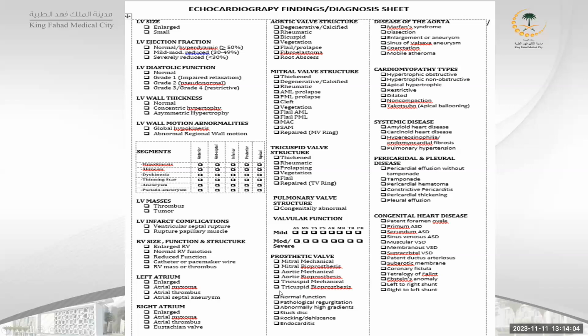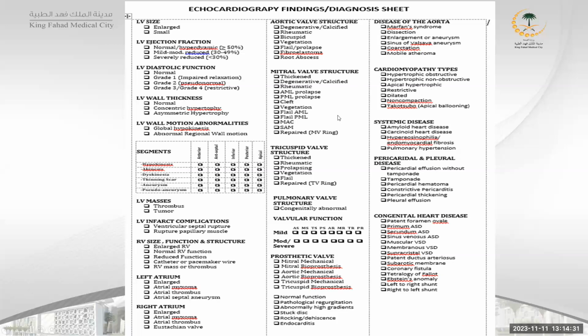And what about the function? Okay, or any complication of this valve? Normal function, or you have high gradient, you have a stuck valve, or rocking, dehiscence, or endocarditis. Then diseases of the proximal aorta and aortic root, like Marfan, dissection, coarctation, aneurysmal dilatation. If you have any cardiomyopathy, especially hypertrophic, obstructive or non-obstructive. If you have apical HOCM, restrictive or dilated cardiomyopathy, or non-compaction.